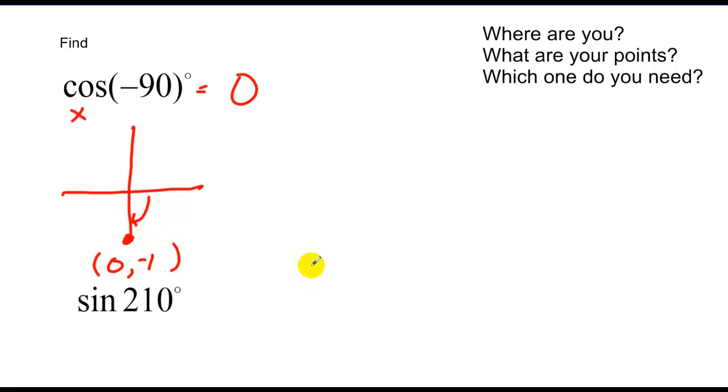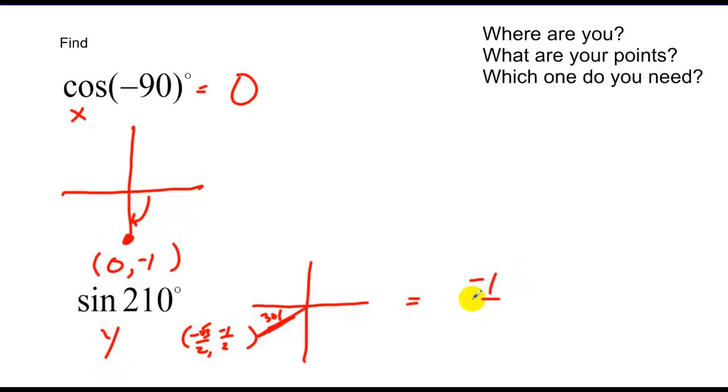For 210, I need to know where I am. 210 puts me right around here. I like thinking about my reference angle, which is 30 degrees away. And at that point, I have values of negative root 3 over 2 and negative half. And I'm talking about the sine, so I need my y. Therefore, sine of 210 is negative 1/2.